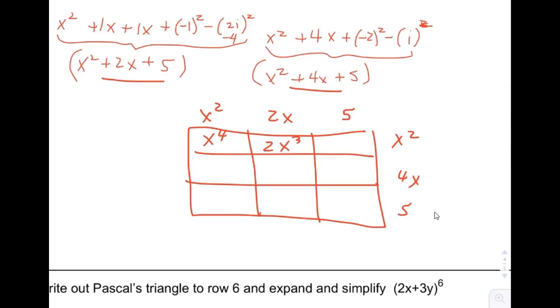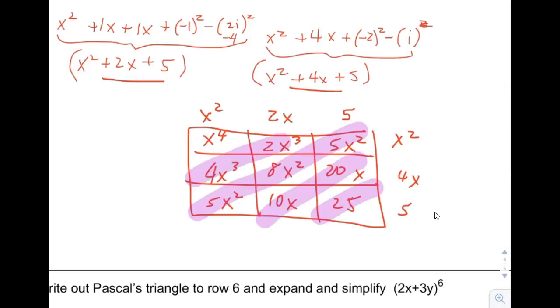So I get 2x cubed here, we get 5x squared here, 4x cubed here, 8x squared here, 20x here, 5x squared here, 10x here, 25 here. And then I do a lattice addition for each one. And so I'm going to get 25 here and 30x here. And then I'm going to get 18x squared here. And then here I'm going to get 6x cubed, and then x to the 4th.